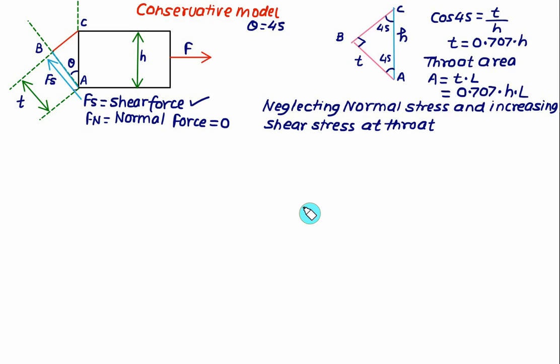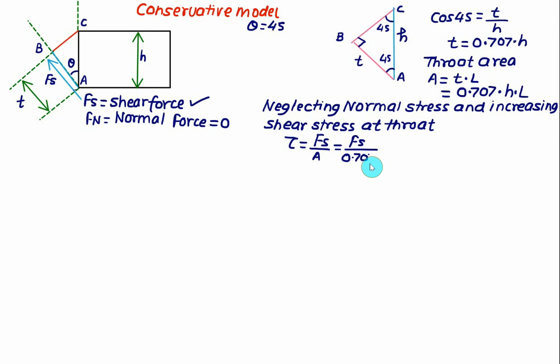So what exactly the conservative model means is that the normal value of the force is decreased, therefore the normal stress will vanish. At the same time we are going to increase the value of the shear stress at the throat. We have shear stress equal to tau. Shear stress equals force, which is the shear force, divided by the area A. So the only force acting is Fs, so shear stress will develop, and tau is equal to Fs divided by the area at the throat, 0.707 multiplied by H multiplied by L.